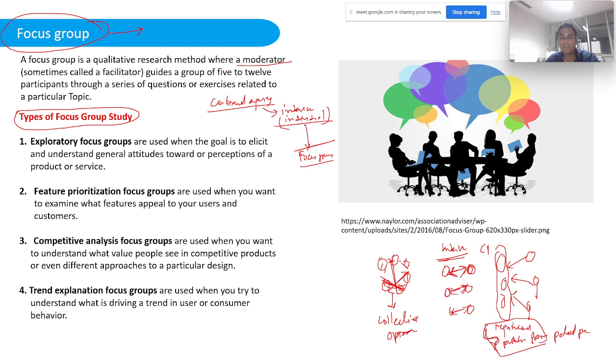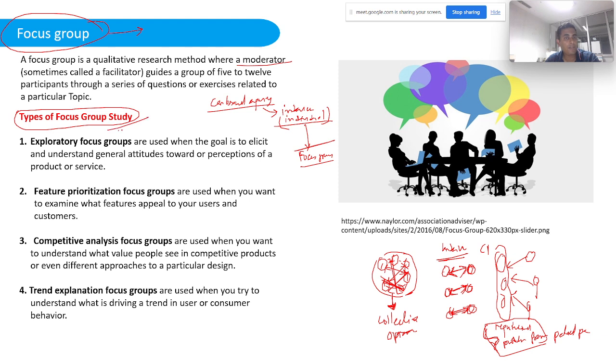Similarly, there may be different viewpoints when you take individual interviews. However, when you discuss a topic in a group, the individual differences in opinions cancel out because of debate or logical reasoning, and you get to know information that is collectively agreed upon by all the stakeholders. So that's the main reason why we do focus groups.